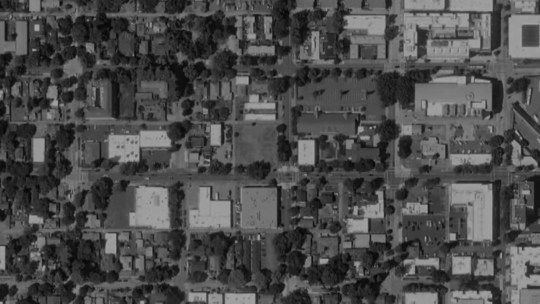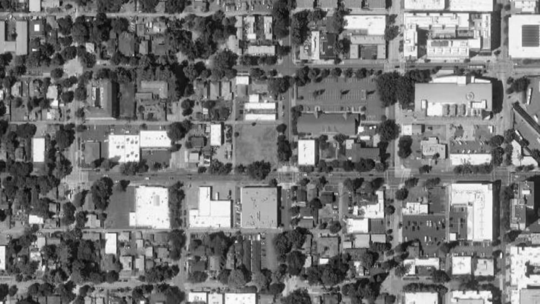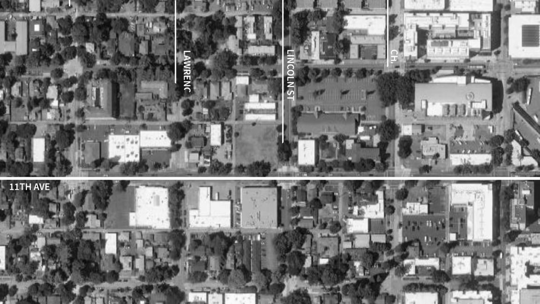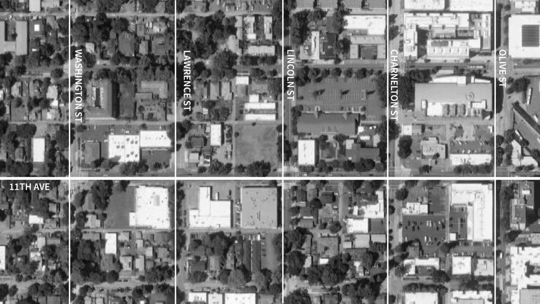To gain more insight into the relationship between built environment and crime, we observed a portion of downtown Eugene. Our site runs along 11th Avenue and stretches between Olive Street in the east and Washington Street in the west. Our data points are spread along these streets, covering 8 blocks.